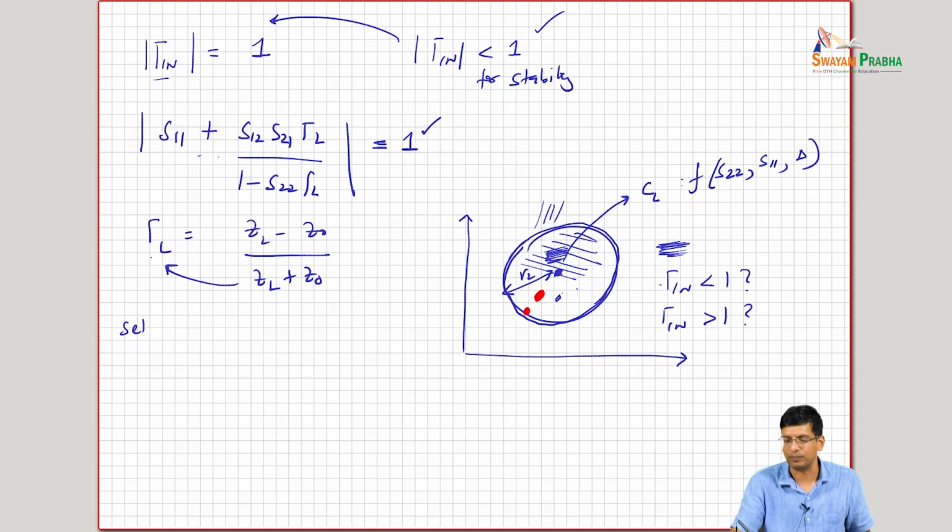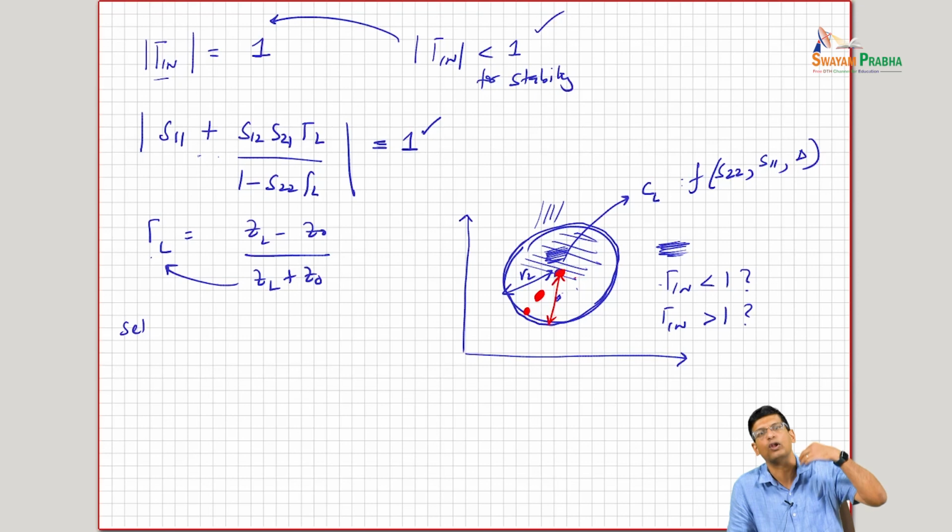So from a design perspective, if your load is over here and there is a very large radius over here, you have a lot of margin in your design. So you can design for conditionally stable systems. The challenge, though, is that this also means that you are capturing the full S parameters of your network.